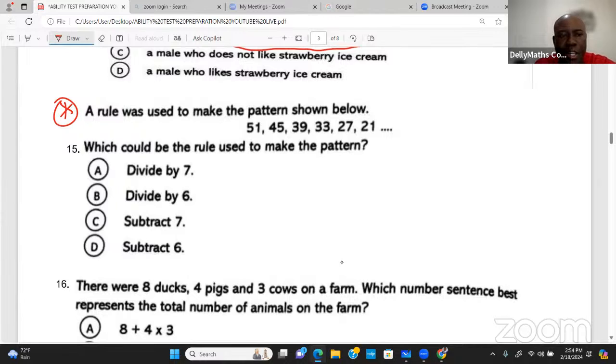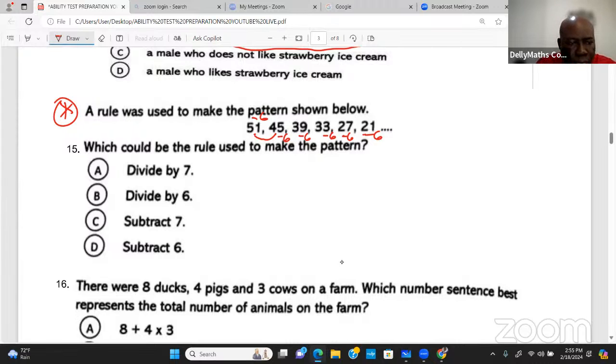As you can see here, I realized that if I take 6 from 51, if I subtract 6, I'm going to get 45. If I subtract 6, I'm going to get 39. And if I subtract 6, I'm getting 33. I subtract 6, 27. So basically, I'm subtracting 6. If I take 6 from that 21, make sure that you're not making any errors. So 21 minus 6 will take you to the next response, right?